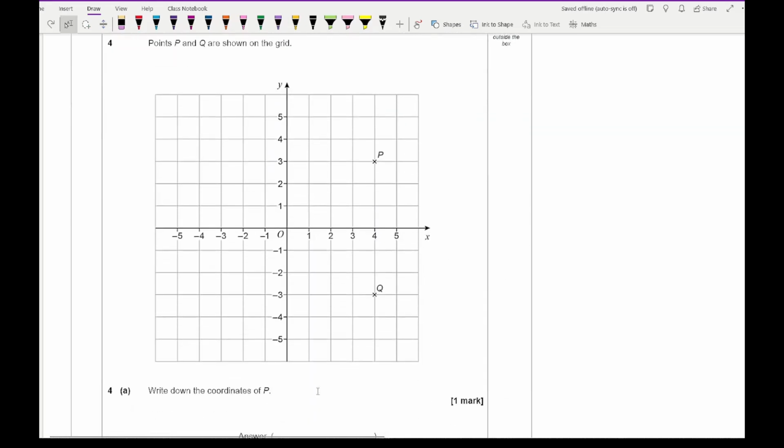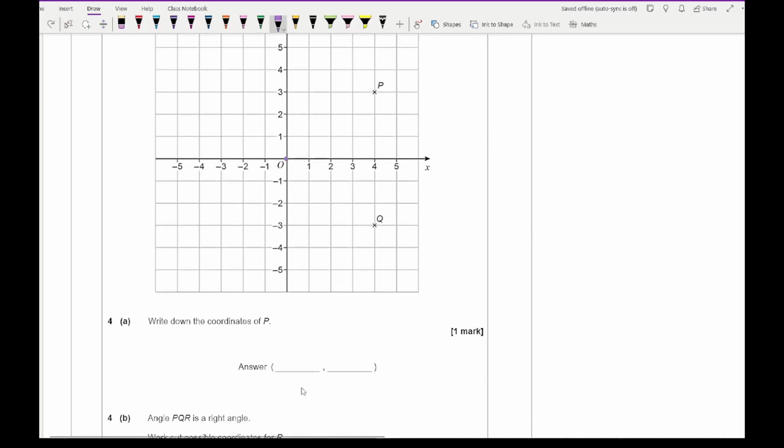Moving on to question 4, it says points P and Q are shown on the grid. Write down the coordinates of P. So remember that when you're doing coordinates, we need to go across first, then up. So P is going to have a coordinate of 4, 3.